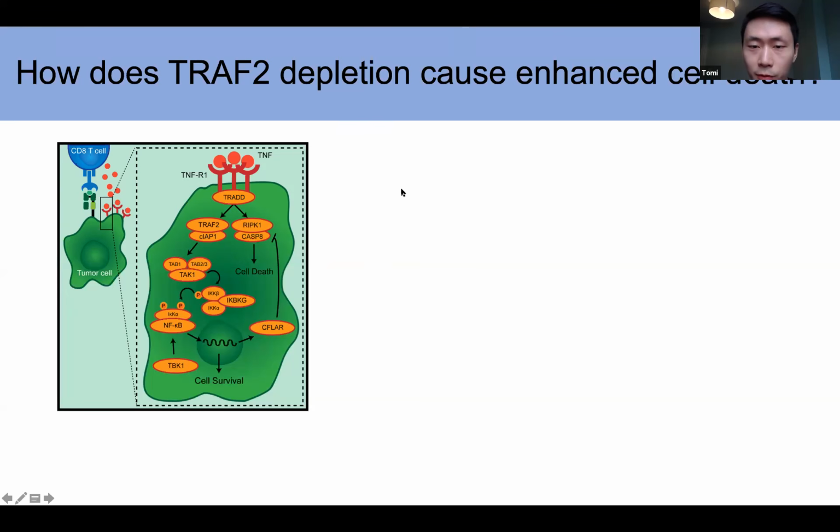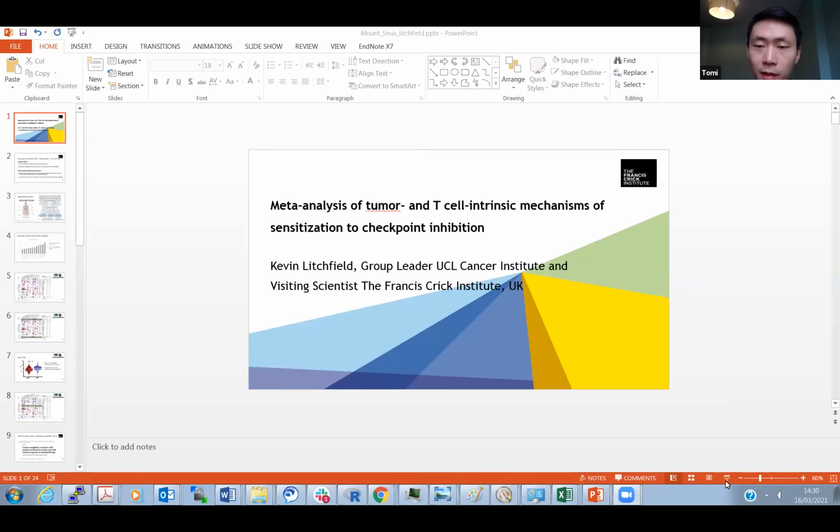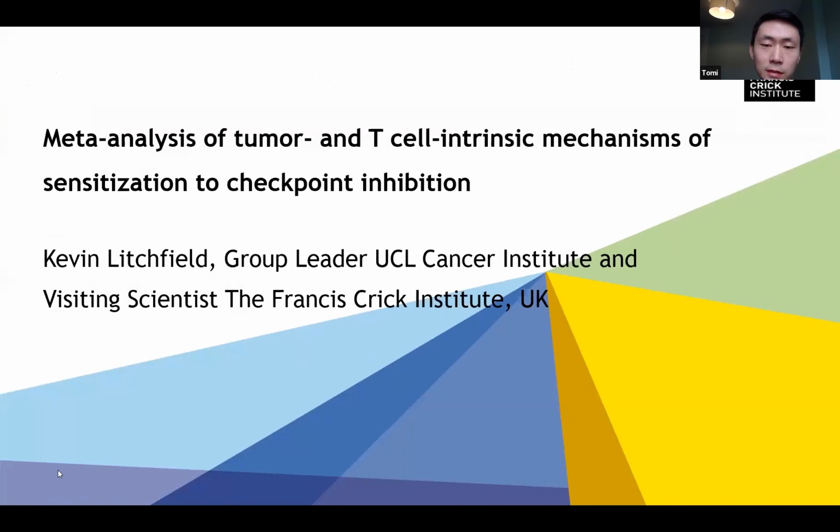So I'll give a brief intro. Kevin trained in mathematics and bioinformatics. He previously worked in the pharmaceutical industry at Novartis Oncology before doing his PhD in molecular biology. And he recently completed his postdoctoral training with Professor Charles Swanton at the Francis Crick Institute, and he's now a group leader at University College London Cancer Institute. And so, Kevin, please take it away.